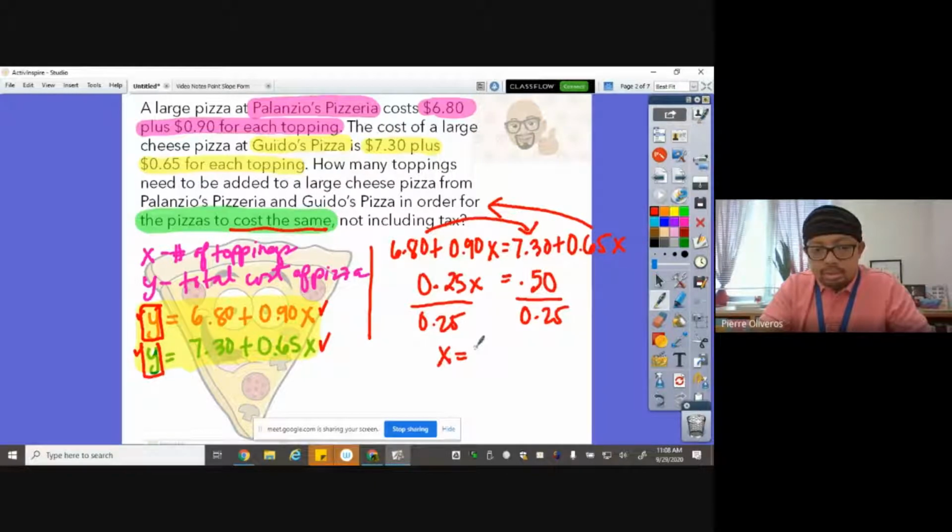7.30 minus 6.80 should be 50 cents. I'm right. 0.90 minus 0.65 is 0.25, so I'm right there. So 0.50 divided by 0.25 will give us 2.